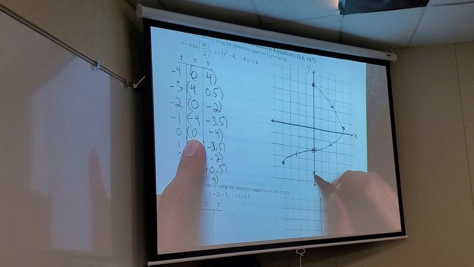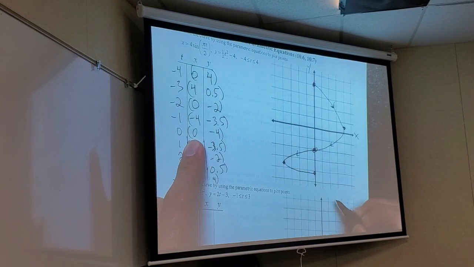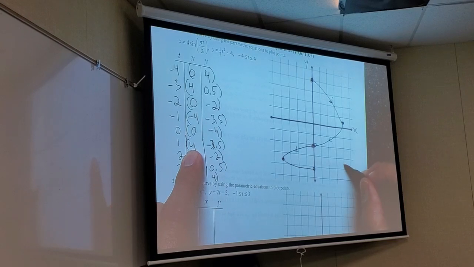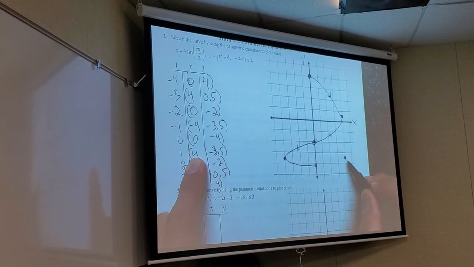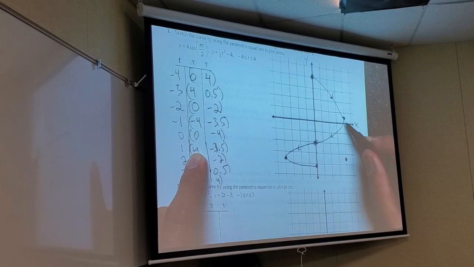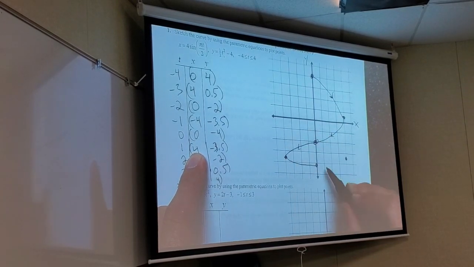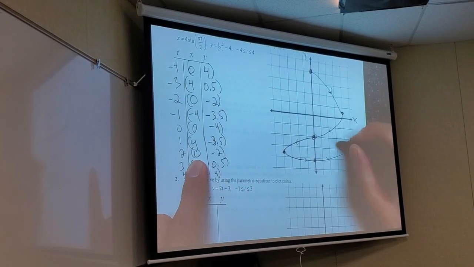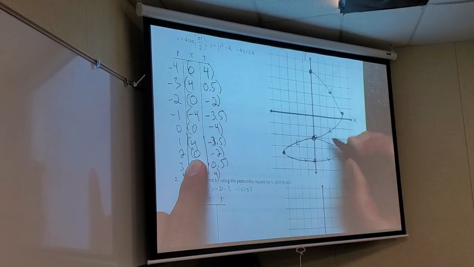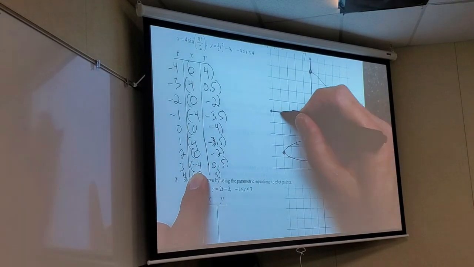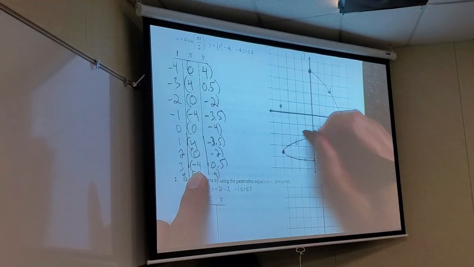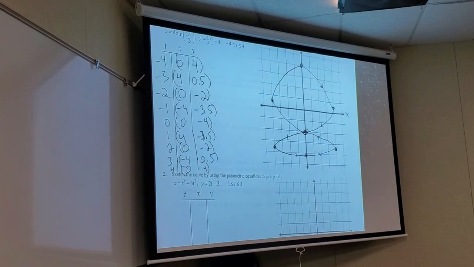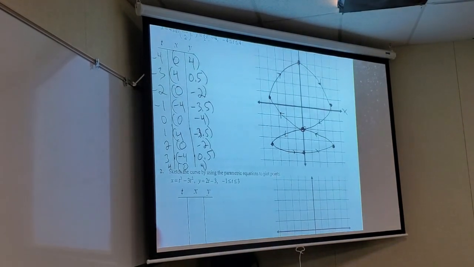0, negative 4. So now I'm going, whee. 4, negative 3.5. Now it looks like it's going to start to mirror itself. Whee! 0, negative 2. I came back to there. Whee! Negative 4.5. Now I'm back up here. Whee! And then 0, 4. Now I'm back up there. Look at that. Gaze upon this here.